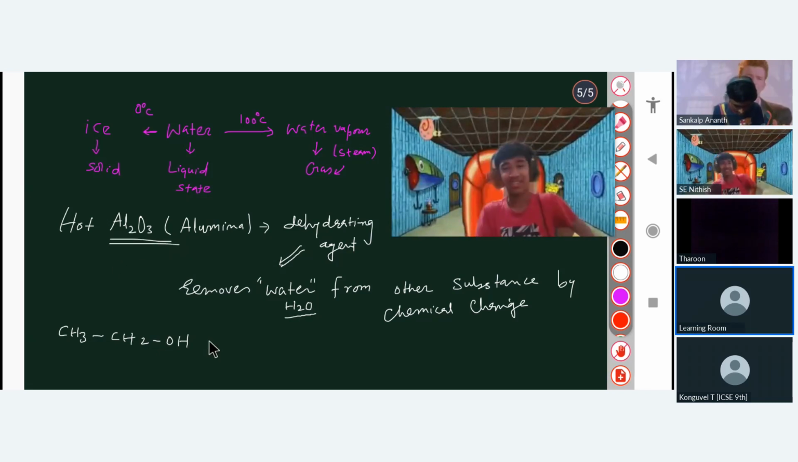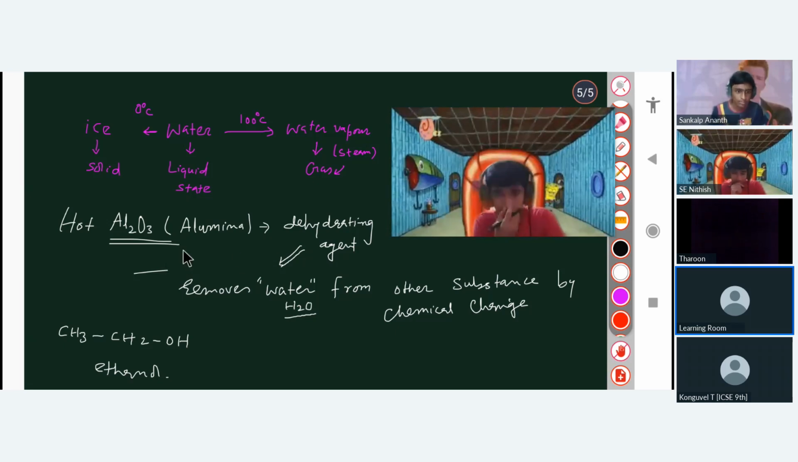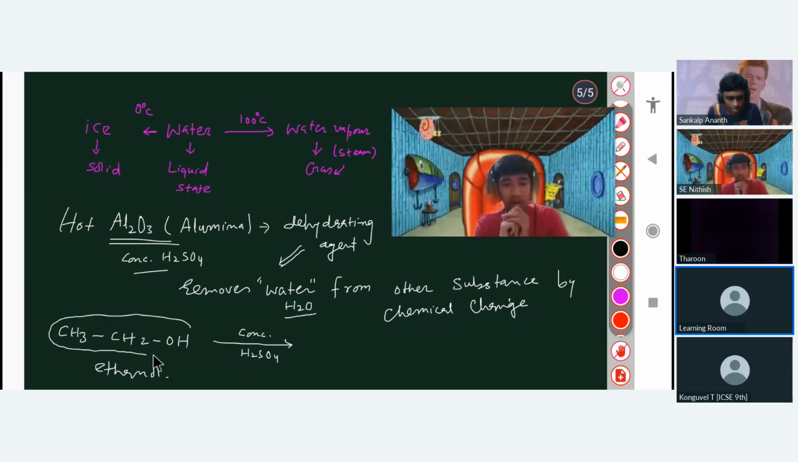Okay, I will just give you the example. We are having this ethanol, and you are just treating it with concentrated sulfuric acid. You can also have another example of a dehydrating agent, like concentrated H2SO4. If I treat it with concentrated H2SO4, what will it do? It will just remove water from this. Is there any water of crystallization here in this ethanol? No. But when it is treated with concentrated sulfuric acid, we get ethene and we get H2O.